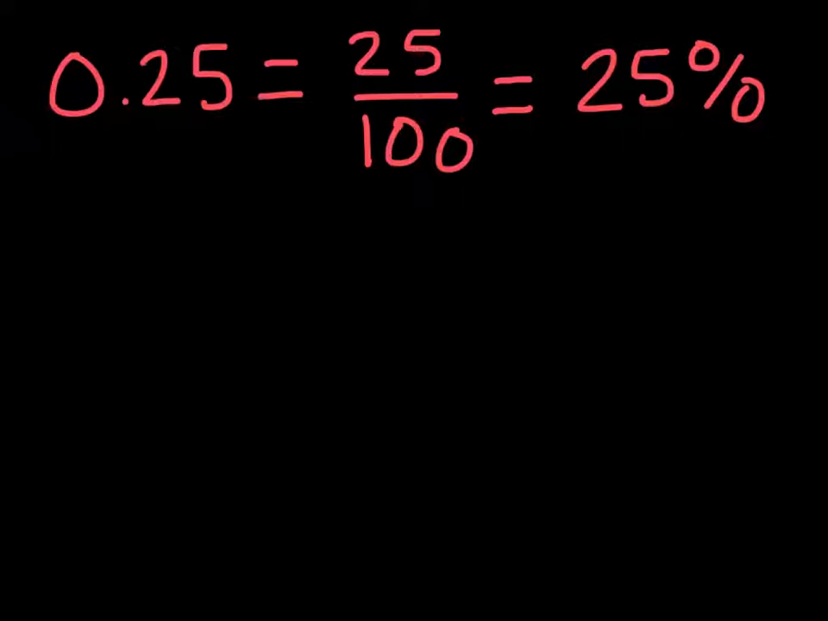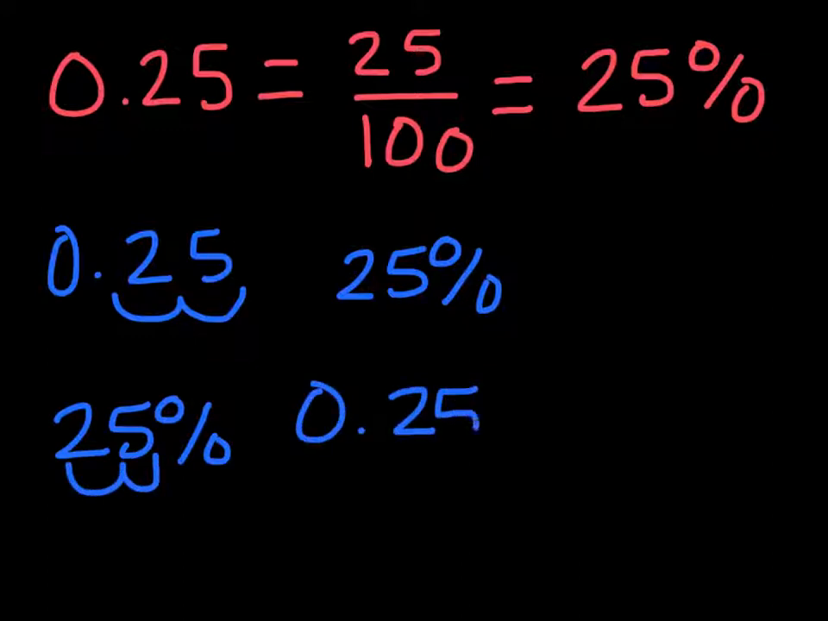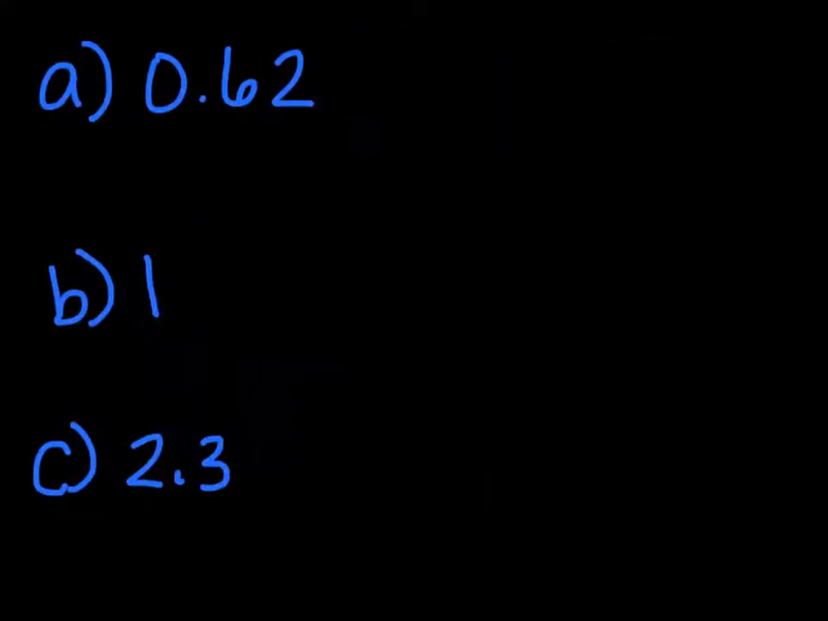To write a decimal as a percent, move the decimal point 2 places to the right, and then add the percent sign. To write a percent as a decimal, move the decimal point 2 places to the left, and remove the percent sign. Let's use that rule to solve each of these problems.